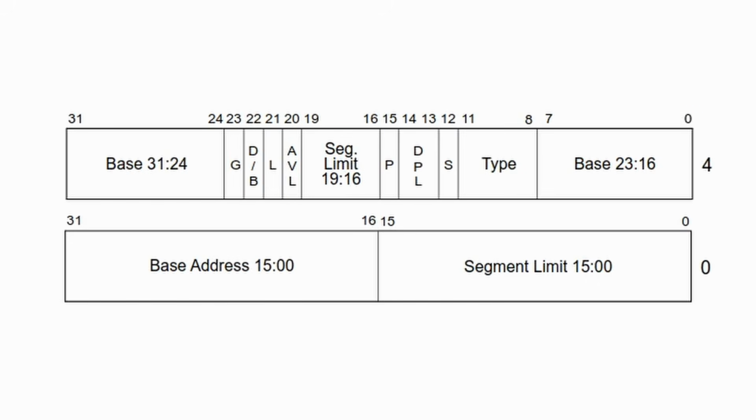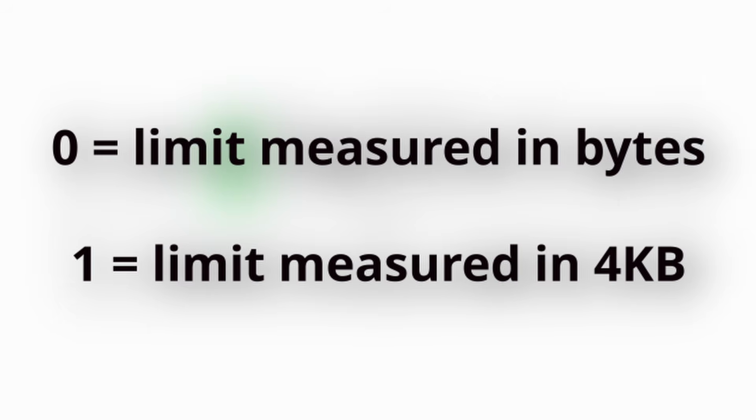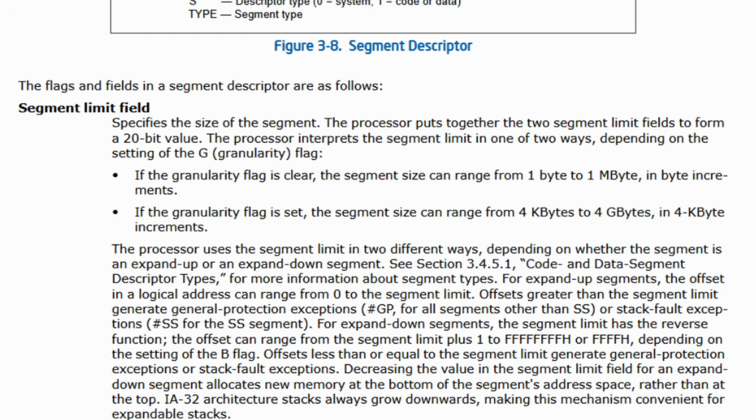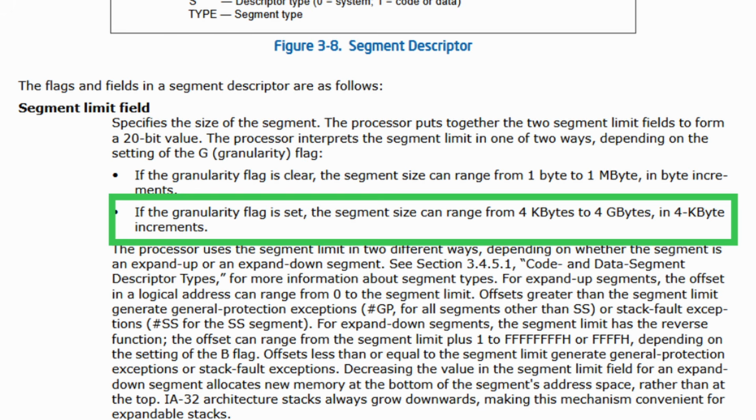And as flags, we have the granularity flag. When this flag is set to 0, the limit is measured in bytes. And when it's set to 1, the limit is measured in 4 kilobyte units. And that means if this flag is 0, the segment size can range from 1 byte to 1 megabyte. And when it's set to 1, the segment size can range from 4 kilobytes to 4 gigabytes.